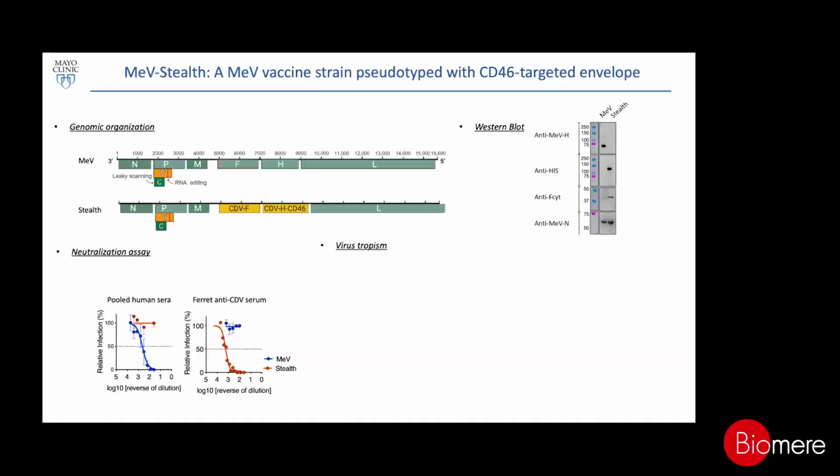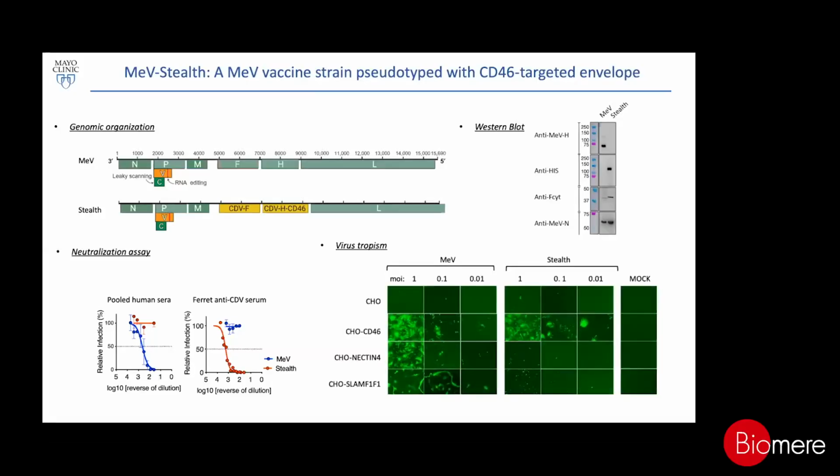We observed the opposite pattern when we use ferret anti-CDV serum. Now, stealth saw a dose-dependent inhibition, whereas measles virus did not. Finally, we wanted to confirm the expected tropism. We can see again that measles virus infected cells expressing CD46, Nectin-4, and SLAM, whereas stealth could only infect those cells expressing CD46.